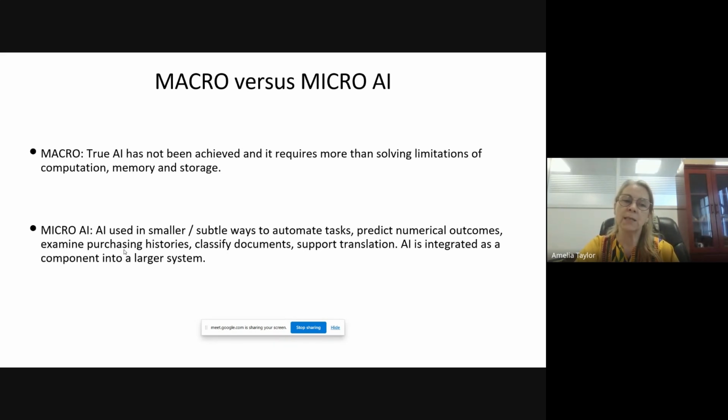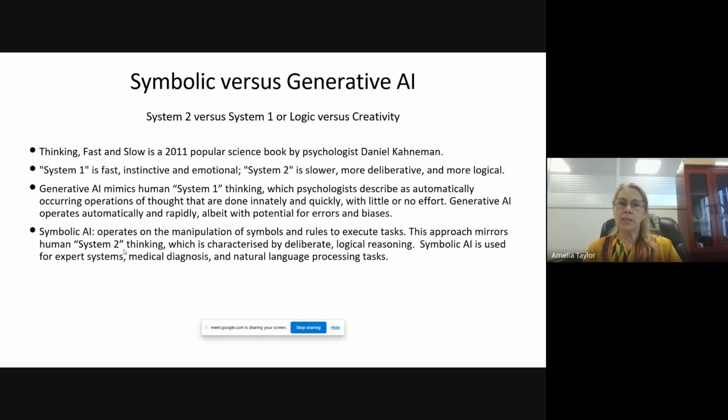And a lot of emphasis is on what we call micro AI or experimental AI. So this is AI that looks to be very useful in smaller or subtle ways to automate tasks, predict some outcomes, classify documents, support humans in various tasks like translation. And typically these micro AI modules are integrated as a component into a larger system. And this is another way to think about that, that there is a symbolic AI versus a generative AI.